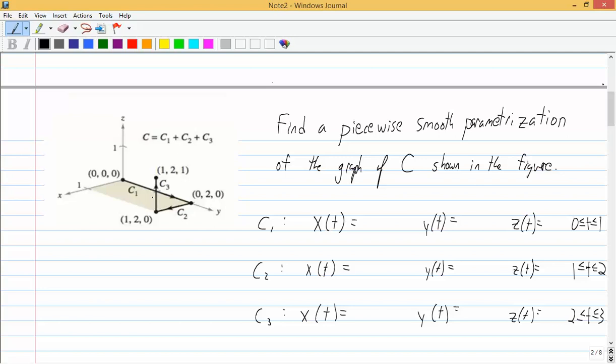All right, so how does the x change on C sub 1? To get these equations, you might want to think about this point here to this point here. So how does the x change? It doesn't. The x value from this point does not change. So x of t is 0. Now, y of t from here to here, how does the y change? Yeah, it changes by 2. So the equation would be 2t. Okay. And then how does the z change from here to here? It doesn't. So again, that's going to be 0, just like the x of t.